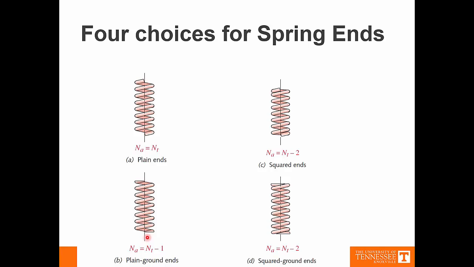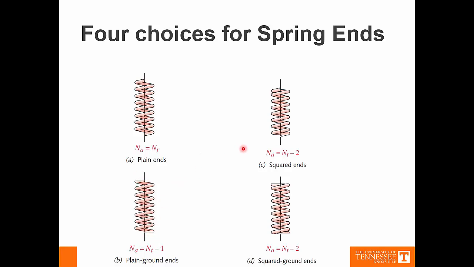Down here at the bottom, in case B, the number of active coils is equal to the total number of coils minus 1. What have we done? We've taken our plain ends and we've ground them flat. And the reason we've done that is, if you can imagine, a plain end spring will not stand up very well on its own. So the ground end is going to allow it to have enough of a flat surface that maybe it will be able to stand flat.